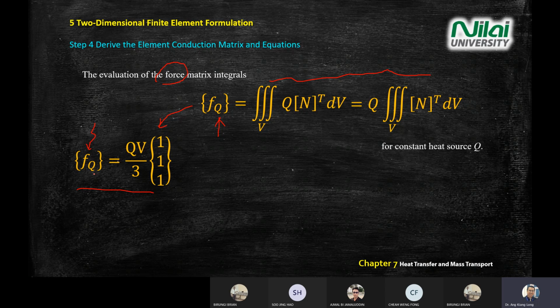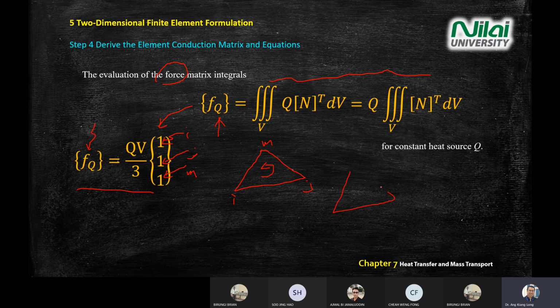So the forces Q, because of the heating element given by Q, is V, the volume, divided by 3, times 1, 1, 1. So what does this represent? Again, this one represents corner I. The second one represents corner J. This one represents M. Again, we are using a triangular shape, so we are having an anti-clockwise direction: I, J, M. Okay.